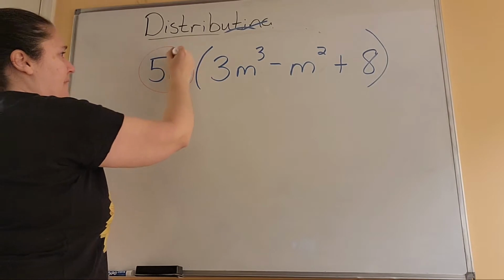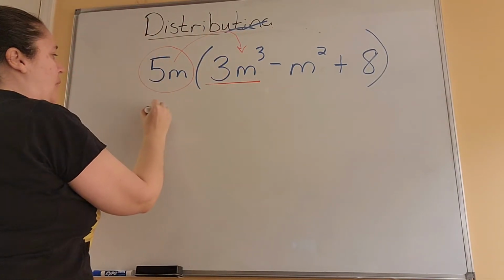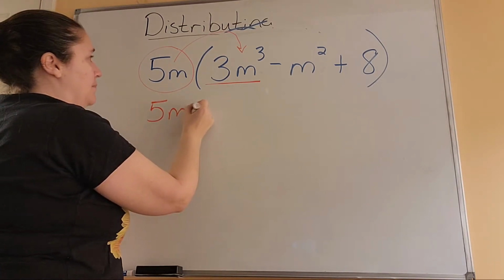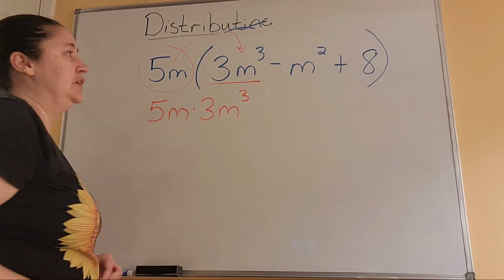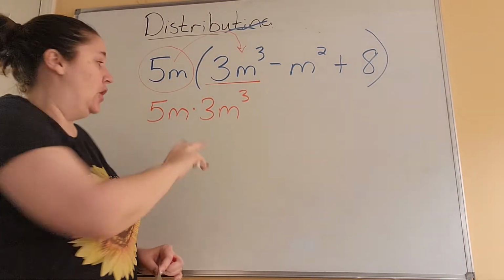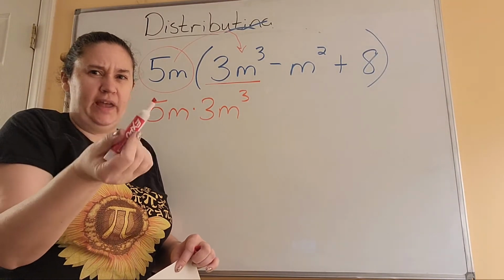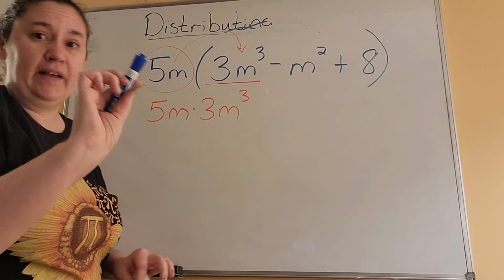We're going to take the 5m and distribute it to this first term. So I'm going to try to multiply 5m times 3m to the third power. If you can do it in your head, great. If not, write it down. And I'm looking on my screen and seeing that this red color maybe isn't dark enough, so I'm just going to switch back to blue.